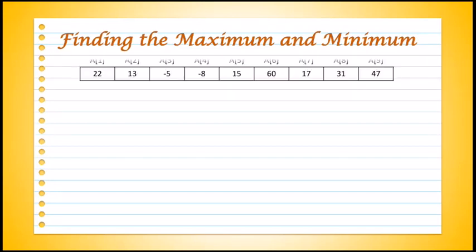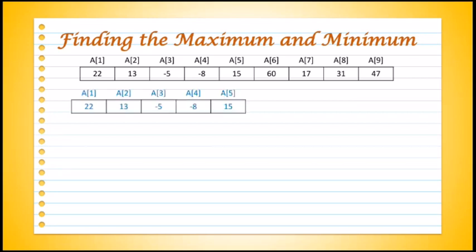So suppose this is the given array. Here there are 9 elements. This array we can divide into two different parts. First we have to find the middle value, and then we can separate this array into two different arrays. Here the middle value is 5. So the first array will be starting from first element to fifth element, and the second array will start from 6 to 9.